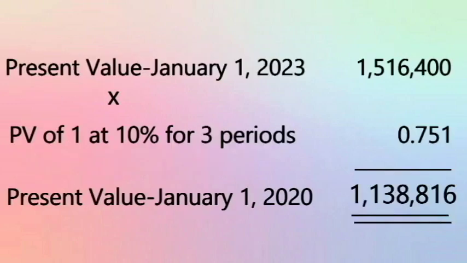So ngayon, nakuha na natin ang present value as of January 1, 2023 na 1,516,400. So kailangan natin siyang i-multiply sa PV of 1 at 10% for 3 periods na 0.751. Kasi nga, na-compute natin yung present value as of 2023. Ang kailangan nating i-record is January 1, 2022. So, it is equal to 1,138,816.